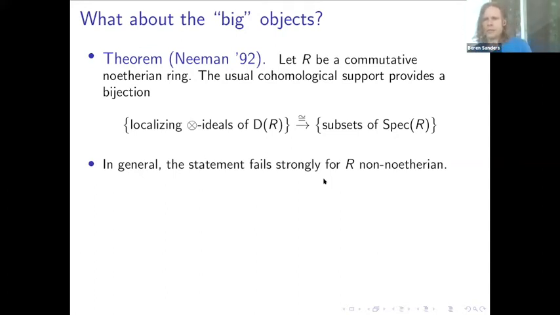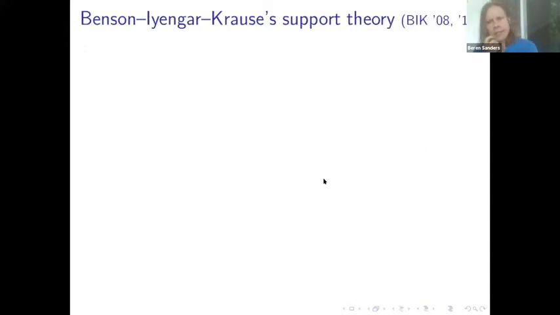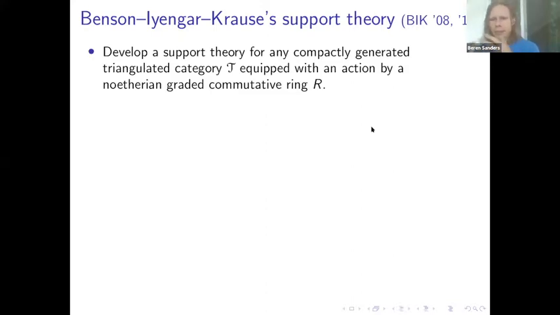Now, the most notable and prominent approach to classifying localizing tensor ideals comes through the work of Benson, Iyengar, and Krause. In a sequence of papers going back a few years, Benson, Iyengar, and Krause introduced a notion of support for big, compactly generated triangulated categories that are equipped with an action by a Noetherian graded commutative ring R. Given a compactly generated triangulated category equipped with such an action, they constructed a notion of support for the objects of the category.